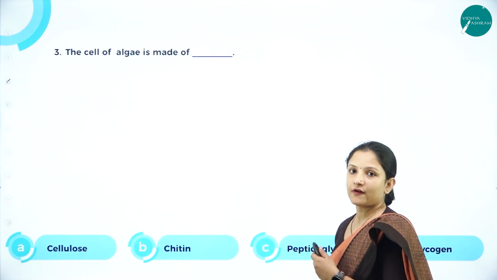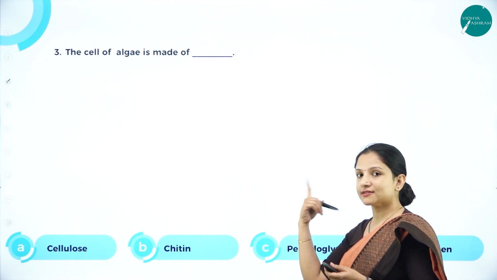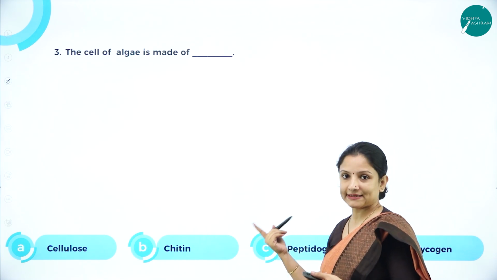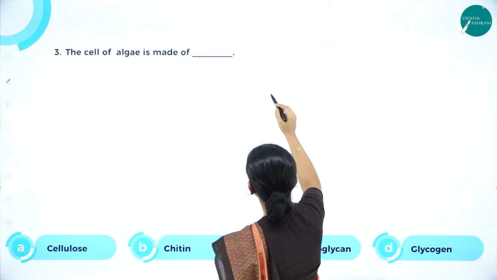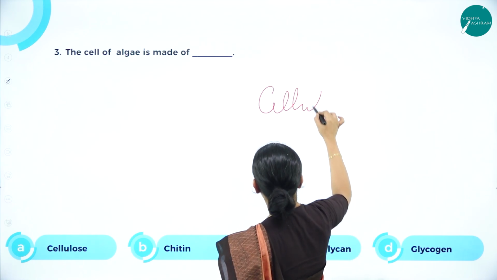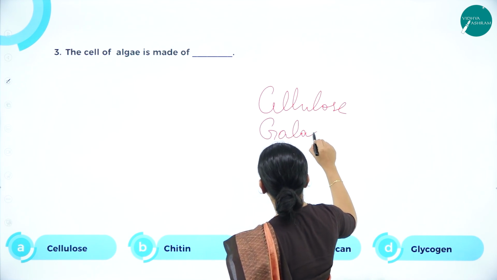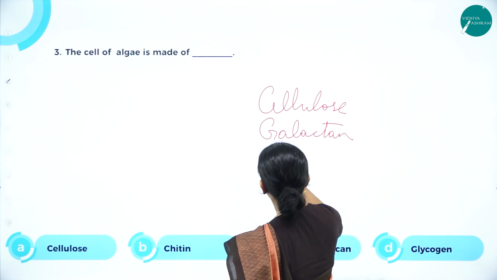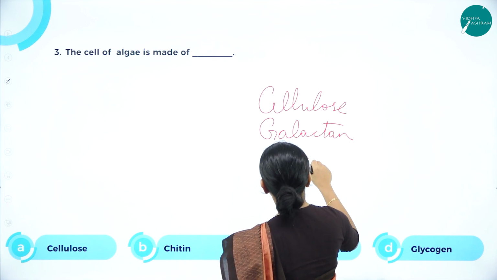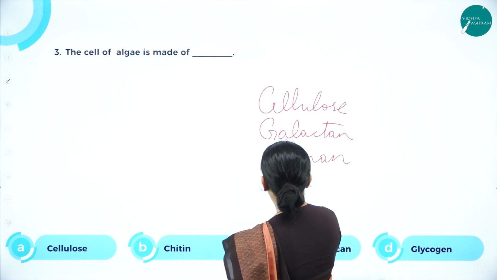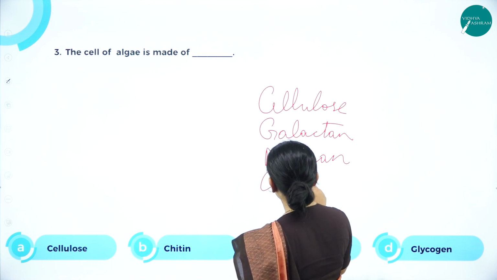The cell wall of algae is made up of... So we have learned what the plant cell wall is made up of. In algae, it is again cellulose they will have. Then they will have galactans, then mannan, and they have calcium carbonate.